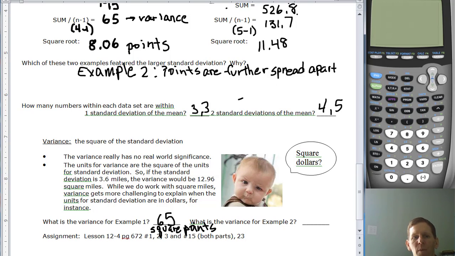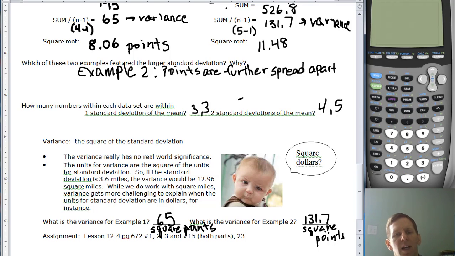In the other example, before we did the square rooting step, we got 131.7. That's your variance for example 2. So this number is the variance. And the units for this would also be square points, which is kind of interesting. Anyway, today's focus was looking at different measures of spread. So today we looked at how you calculate values like interquartile range, standard deviation, and variance.